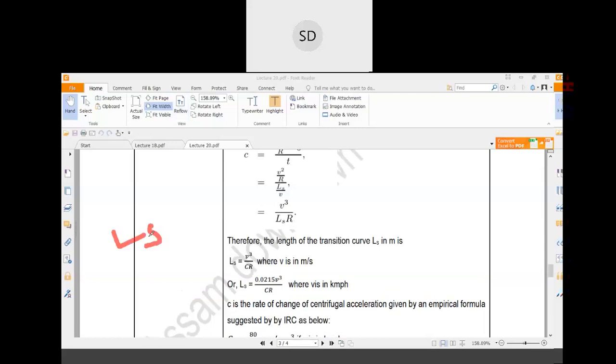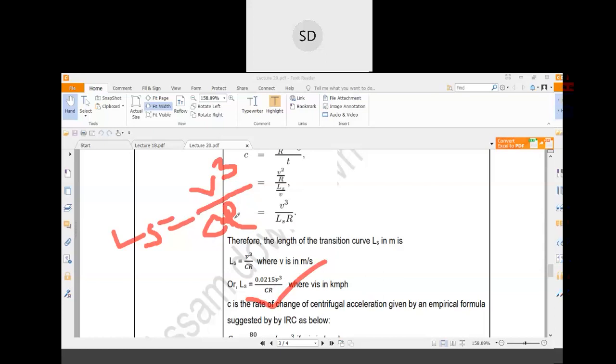Now, from this equation, you can find the value of Ls. Your value of Ls is nothing but V cube divided by C into R, where C is the rate of change of centrifugal acceleration. In this equation, V is in meters per second. If you want to directly use V in kilometers per hour, you can use this equation: 0.0215 V cube divided by CR.